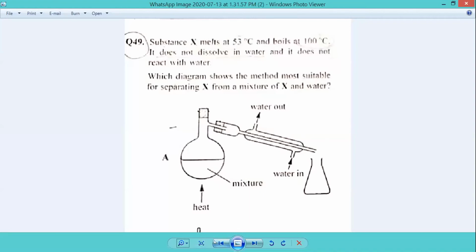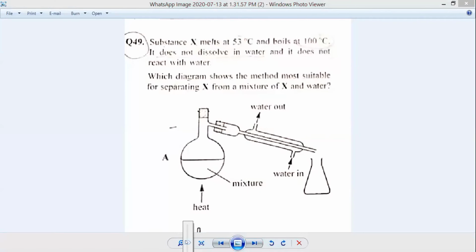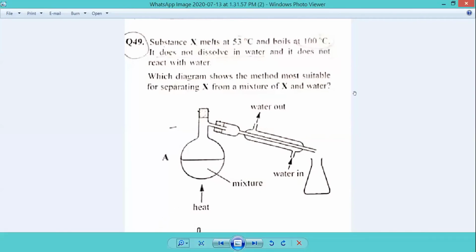Now, let's talk about the question a little bit. Substance X melts at 53 degrees Celsius and boils at 100 degrees Celsius. That means X has the same boiling point as water. That means both of them have the same boiling point.